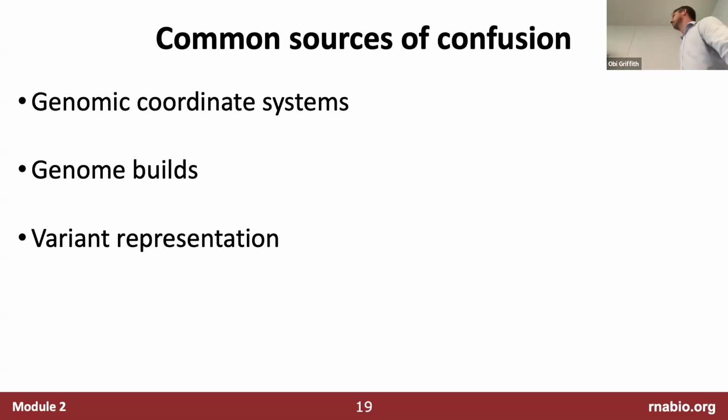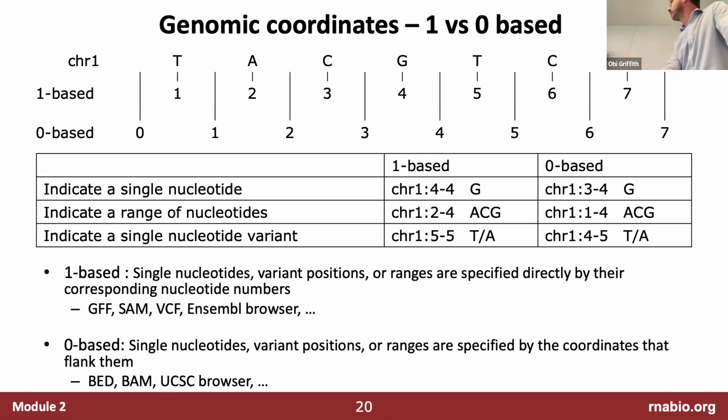Some common sources of confusion. These have come up already, some of them. So we'll just quickly talk through genomic coordinate systems. There is the 0-based versus 1-based issue that we're going to talk about. There are different genome builds, right? If you're familiar with human, you know that sometimes you're working with HG19, sometimes you're working with HG20. There are complications with variant representation.